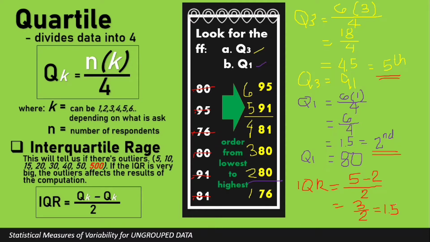Round up, 1.5 is 2. So, the IQR is 2. This means the difference between quartile 3 and quartile 1 is not big. So, it means there are no outliers in the given set of data.